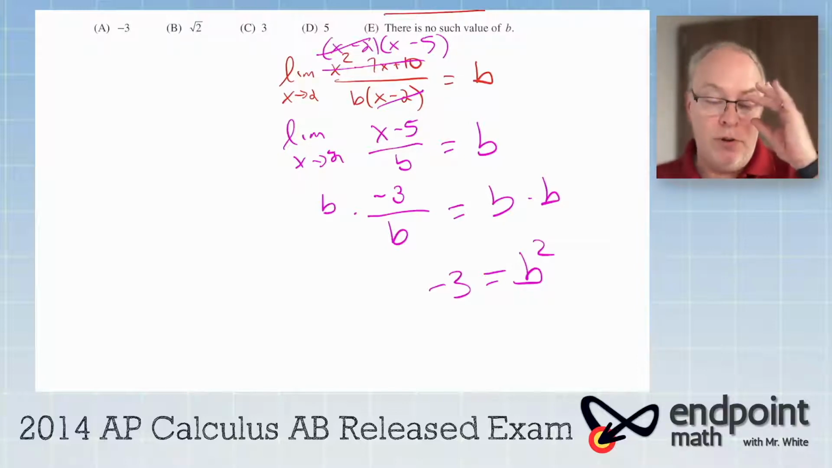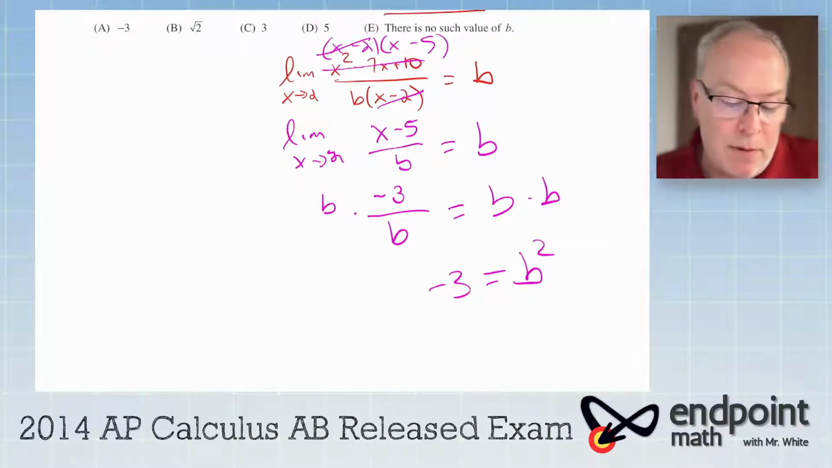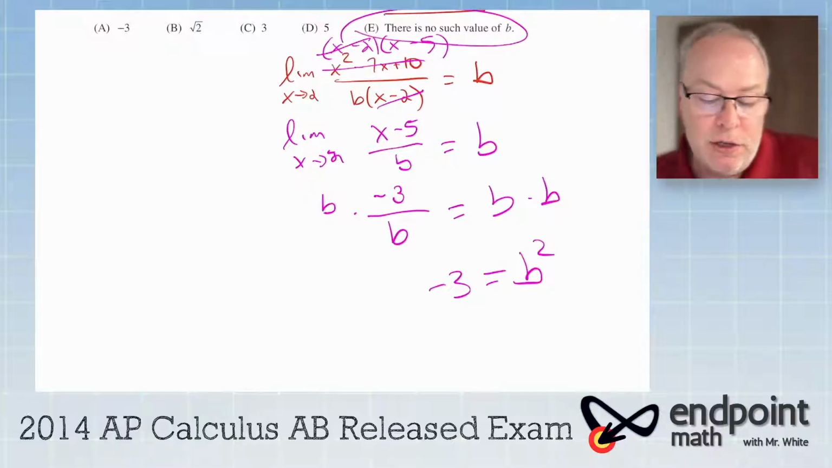That's never going to happen. You're never going to have a negative generated by a square. So there is no such value b.